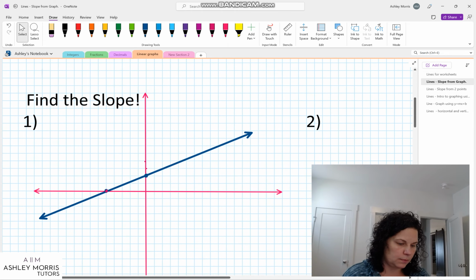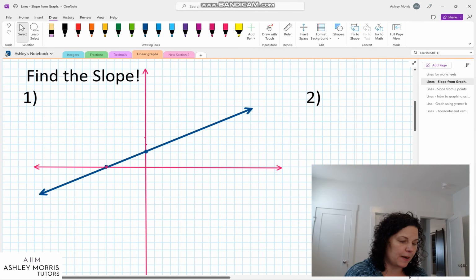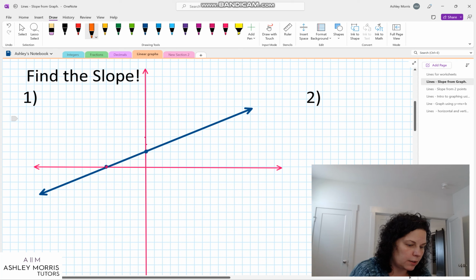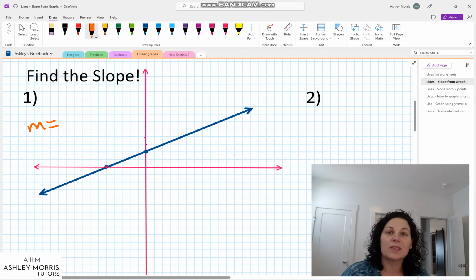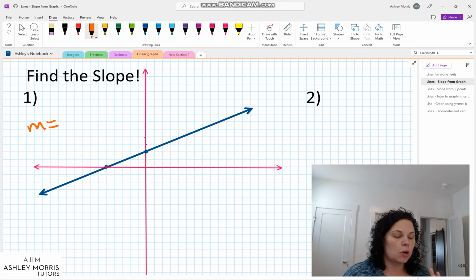All right. So here's our first one. We're going to find the slope. Let's get a good color. M equals. Now I drew these not on a computer, so my dots may be a little bit off, my lines may be a little bit off, but the dots are correct. So we're going to go through the dots.